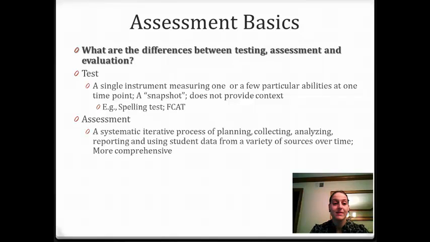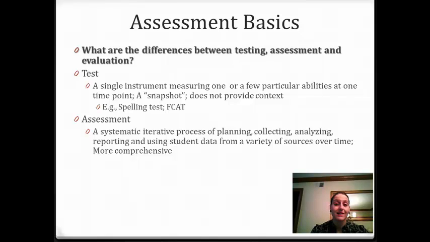Okay, that is different to assessment, right? So assessment is much broader than testing. And you can define this as the systematic, iterative process of planning, collecting, analyzing, reporting, and using student data from a variety of sources over time. Okay? So, for example, assessment involves planning what, how, and when to assess, and you would pay attention to, for example, the different purposes, including the different stakeholders such as students, parents, teachers, also the administrators, either local or statewide.